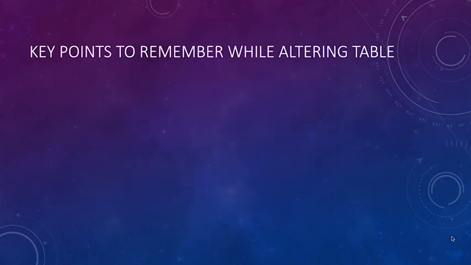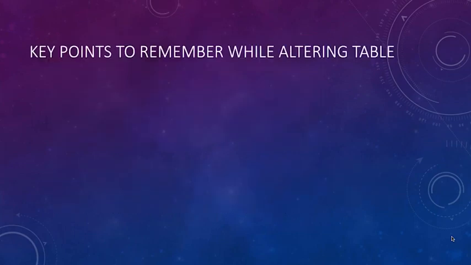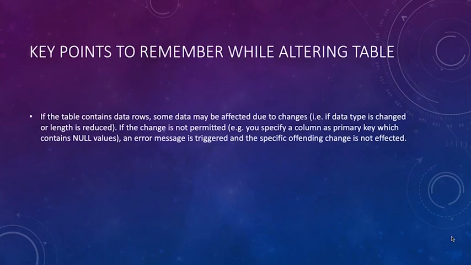Now, what are the key points that you need to remember while altering a table here? If the table contains data rows, some data may be affected due to changes. For example, if the data type is changed or length is reduced, then some of the data will be affected. If the change is not permitted, for example, if you specify a column as primary key which contains null values, an error message is triggered and the specific offending change is not affected.